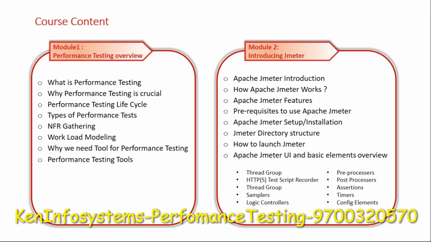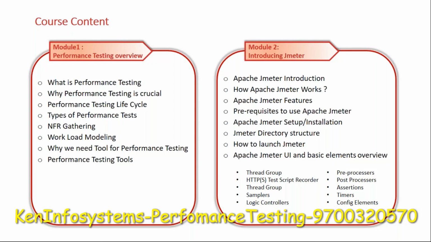And in the second module, we are going to cover the basics of JMeter: Apache JMeter introduction, how it works, what the features are, what the prerequisites are to use Apache JMeter, and what steps we need to follow for setting up JMeter, the directory structure of JMeter, how to launch the Apache JMeter UI, and basic elements overview. A thread group, HTTP script recorder, thread group.